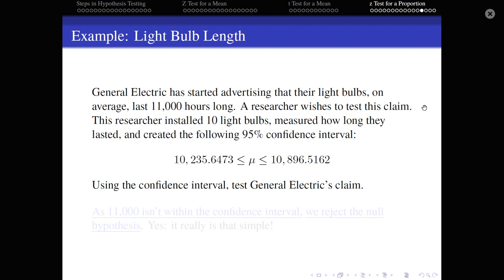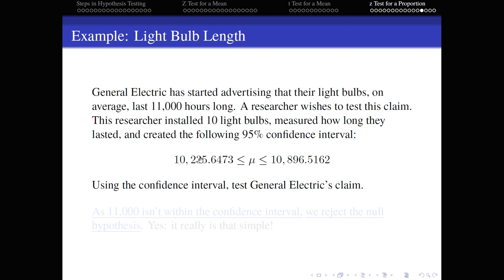So let's look at this. General Electric has started advertising that their light bulbs last at least 1,100 hours long. Researchers test this claim. They install 10 light bulbs, measure how long they last, and created the following 95% confidence interval. This confidence interval, we've got 10,235 hours, roughly, to 10,896 hours, roughly.